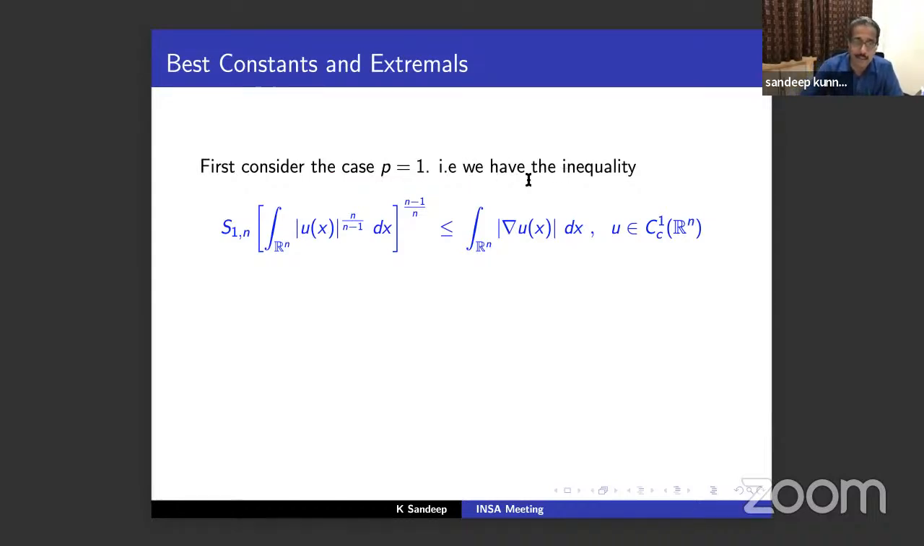That is, we have this inequality. There is an optimal constant S_{1,n} which is greater than 0, such that (integral over R^n of |u|^{n/(n-1)})^{(n-1)/n} is less than or equal to integral over R^n of |∇u| dx. This holds for all u in C^1 functions with compact support. So this is the Sobolev inequality when on the right hand side p is equal to 1, that is, gradient of u to the power p equal to 1.